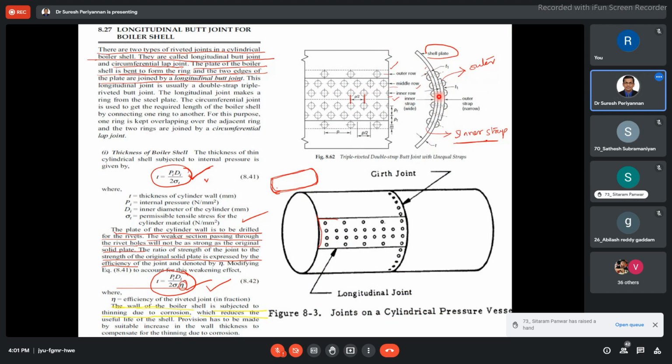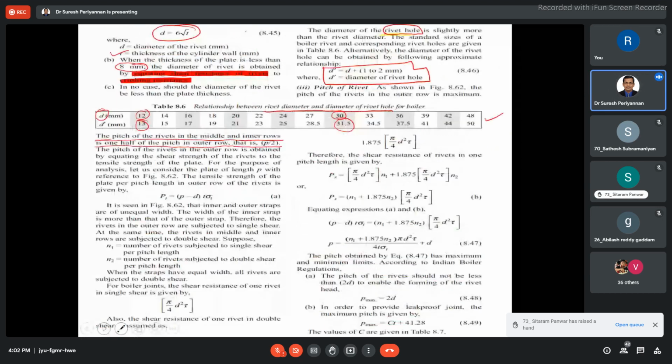Just keep in mind, what is p by 2 here? This is p, this is the outer row of the rivets, seen from the side view, in the cross-section view. This is the middle row of the rivets, this is the inner row of the rivets. This is the transverse pitch, PT. Now we are going to concentrate on that for a few minutes.